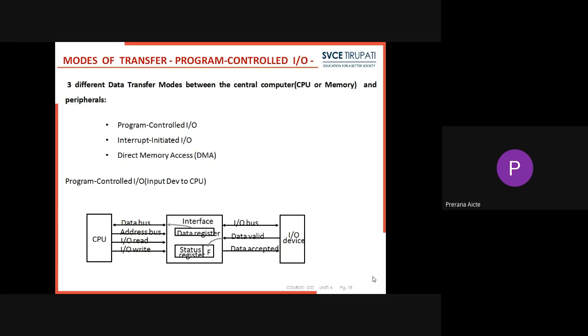The transfer of each byte requires three instructions. One, read the status register. Second, check the status of the flag and branch to step 1 if not set, or go to step 3 if set. And third step, read the data register. Okay, this is program controlled IO.